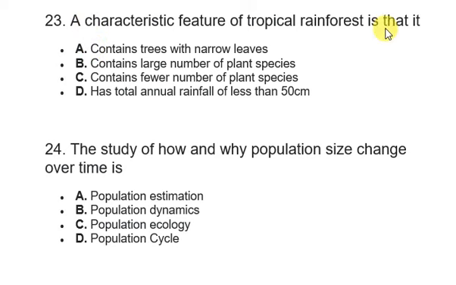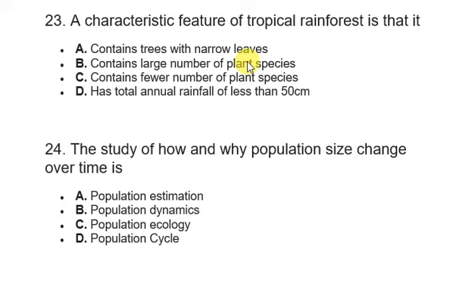A characteristic feature of tropical rainforest is that it contains trees with narrow leaves. False. They don't contain trees with narrow leaves. B. They contain a large number of plant species. Yes, very true. The reason is that, in fact, tropical rainforest generally contains the largest number of plant species and animal species. C. Contains fewer number of plant species. False. D. Has total annual rainfall of less than 50%.